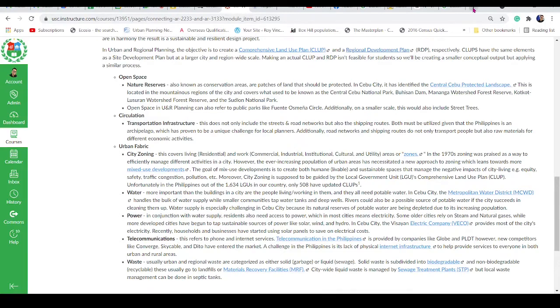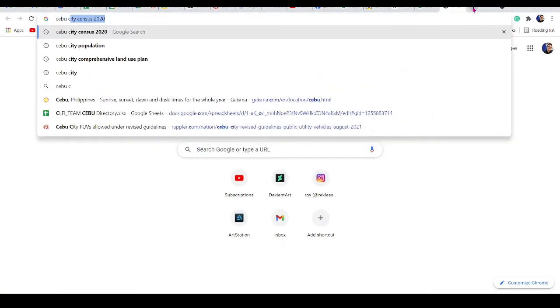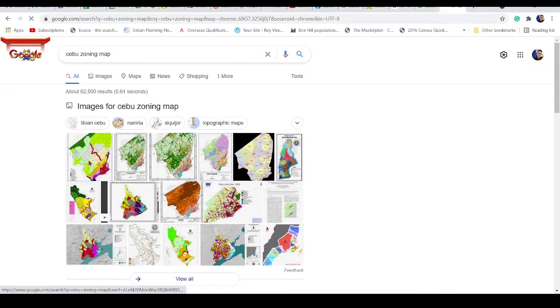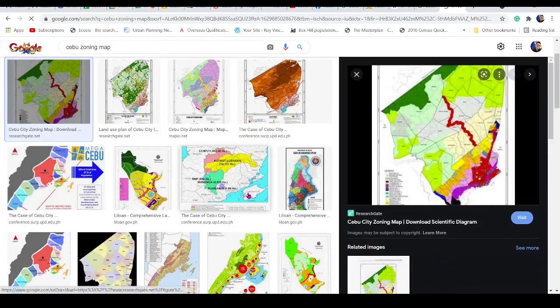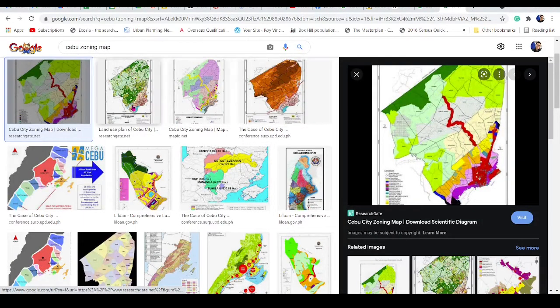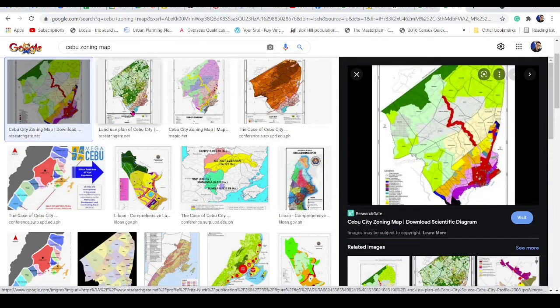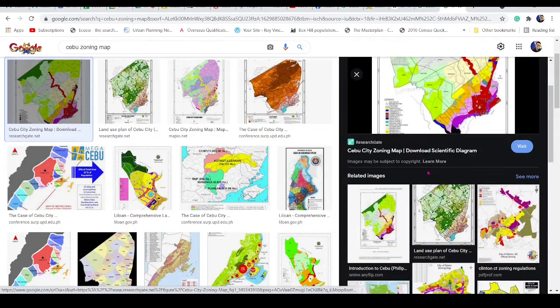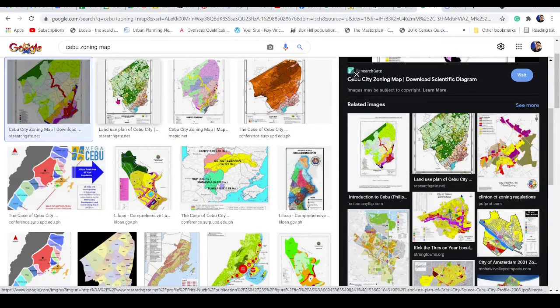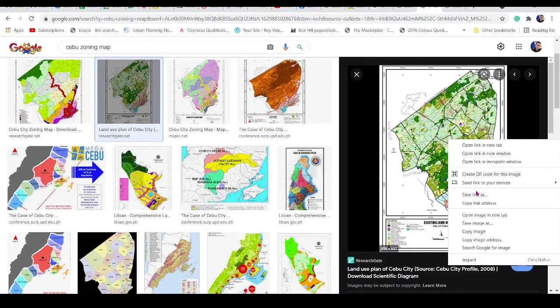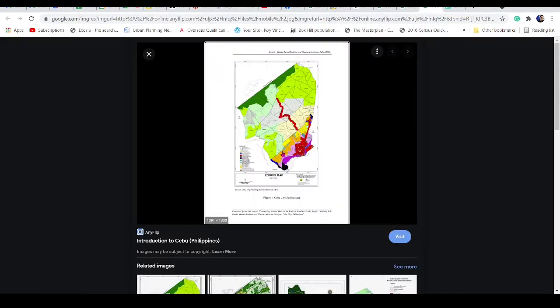If you Google quickly, the Cebu City zoning map is very low quality. I don't think we have an HD version of this. I've been trying to find one. This is, I think, the closest one we have. And then this is a land use map, the existing land use map, which is different from the zoning map. So let me just open that.